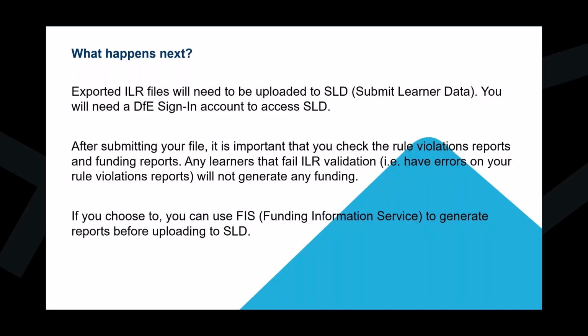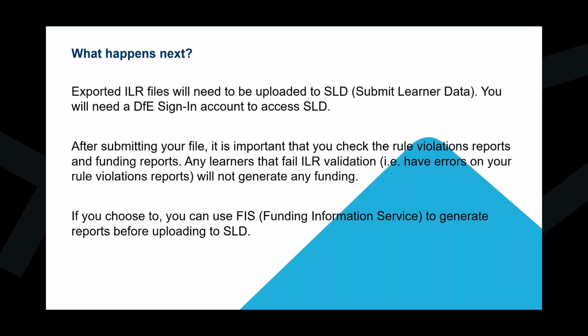If you have any learners that fail ILR validation, so if they have errors on your rule violations reports, they won't generate any funding, and those reports will identify those errors for you to go and either fix the data or contact the help desk if you need further support on that.